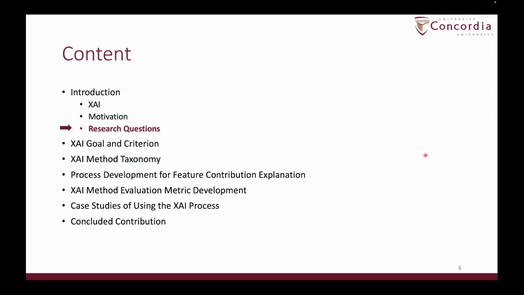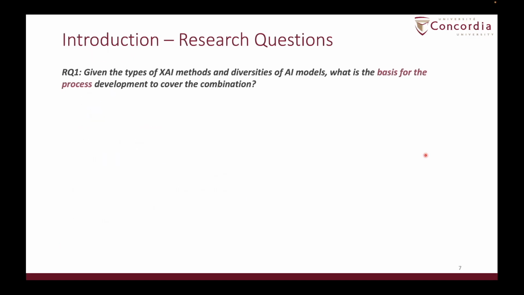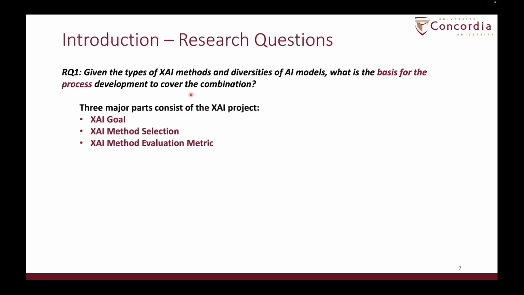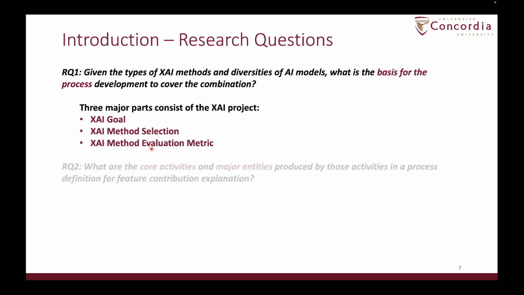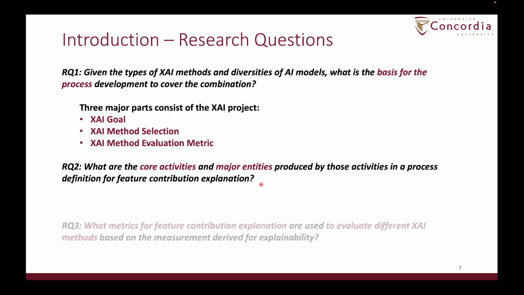For that, we define the following research questions. The first question is, what is the basis for the process development to cover the combination of different XAI goals and methods? We identify three major parts: the XAI goal, the selection of the XAI method, and the evaluation of the selected method. The second question is for defining the XAI process, especially for feature contribution explanation. Then the third question is for defining the evaluation metrics for feature contribution explanation. We'll get into the details in the following slides.